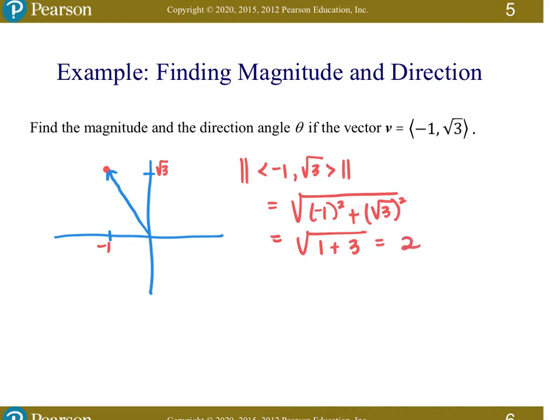Now we want to think about the direction angle. So our direction angle would be going in that direction. If you think about trig and a right triangle with a length of 1, root 3, and a hypotenuse of 2, that's a 30, 60, 90 triangle. So we've got 60 degrees in here, which means our direction, theta, is 120 degrees. So just use a little trig to help figure out the direction.